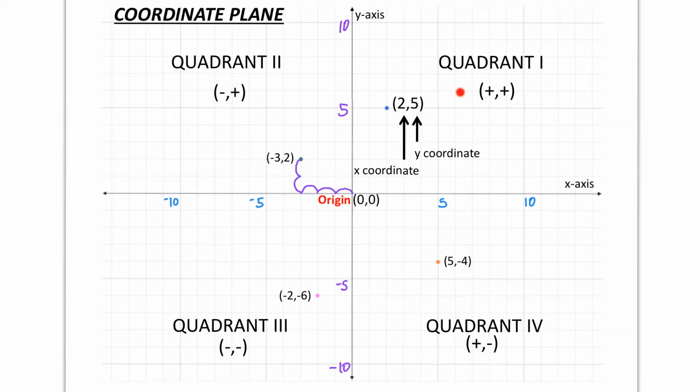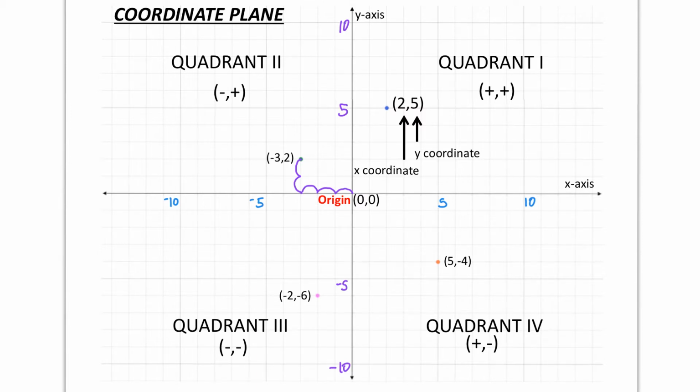So notice the numbers here. Any point in this quadrant has a positive x and a positive y. Positive 2, positive 5. In quadrant 2, you have a negative x and a positive y. So notice negative 3, positive 2. Quadrant 3, x is negative, y is negative. Negative 2, negative 6. So any point in this quadrant, it's negative x, negative y. In quadrant 4, you have a positive x and a negative y. Positive 5, negative 4. So any point in this quadrant will have a positive x and a negative y.